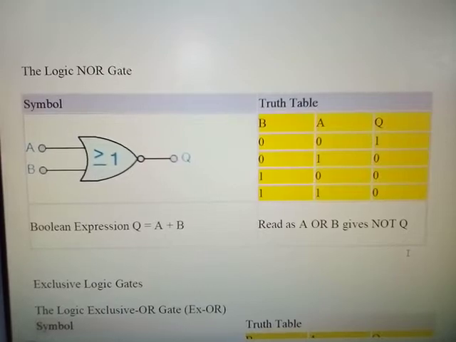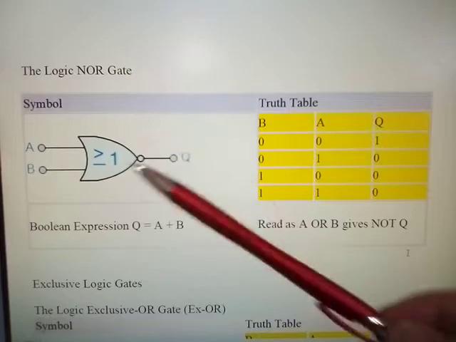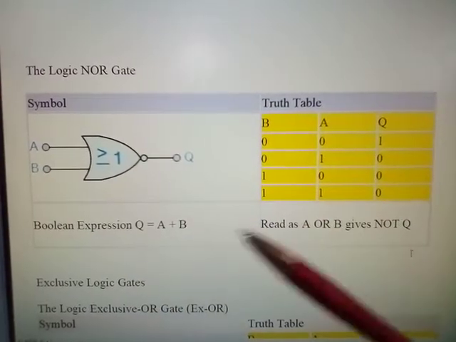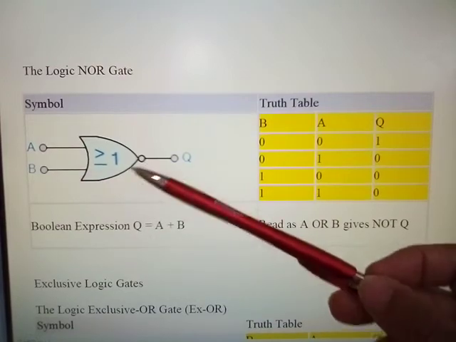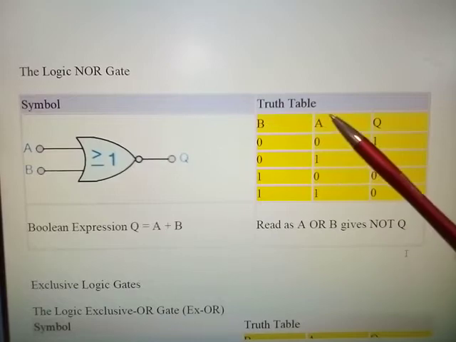Now what I'm looking at now is the Logic NOR gate. Well, basically not OR. And you remember that we just looked at the OR gate, okay? But this is the inverted version of that. So here, input B and A, or A and B.